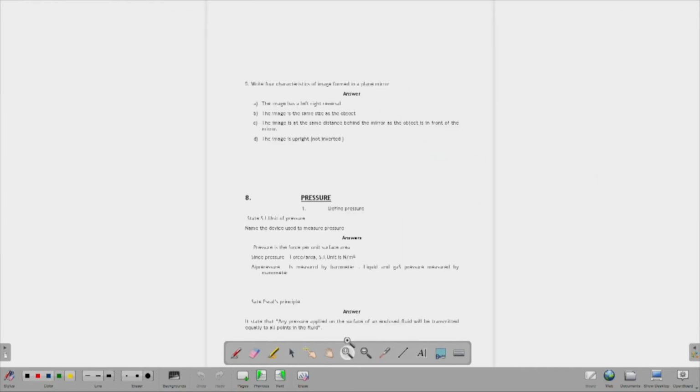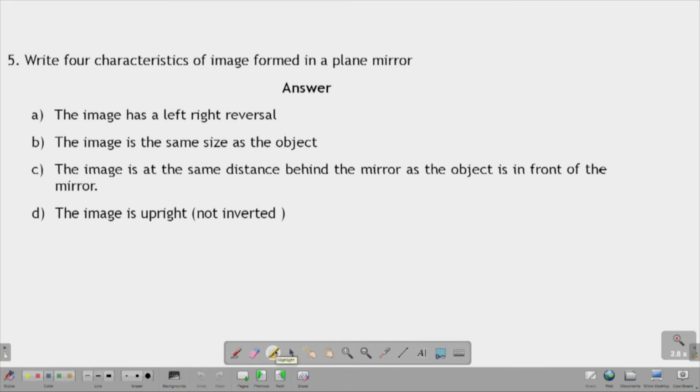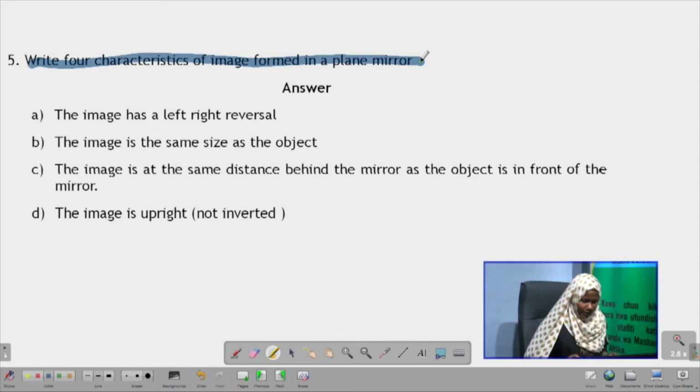Okay, great. So let's see our next question, number 5, which says, write 4 characteristics of images formed in a plane mirror. So we know that the mirrors we use in our house are plane mirrors, and they have some characteristics, some behavior, some properties. We are supposed to write 4 characteristics of those images formed in a plane mirror.